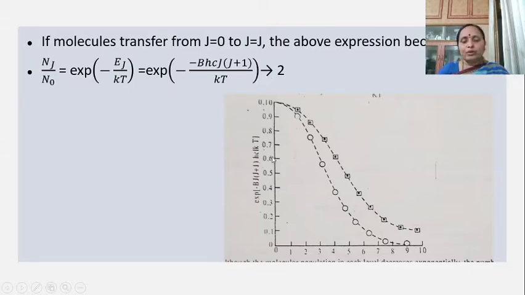So when I plot a graph between the J values and exponential of minus BJ(J plus 1) times hc by kT, I am going to get a graph as such. When I plot a graph between increasing J values and the exponential, this is the graph which we are going to get.